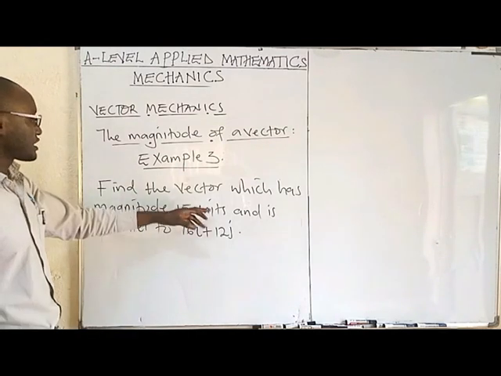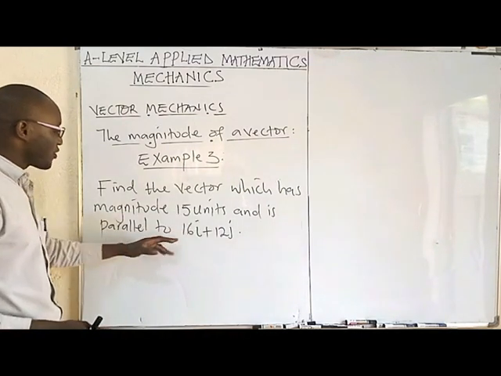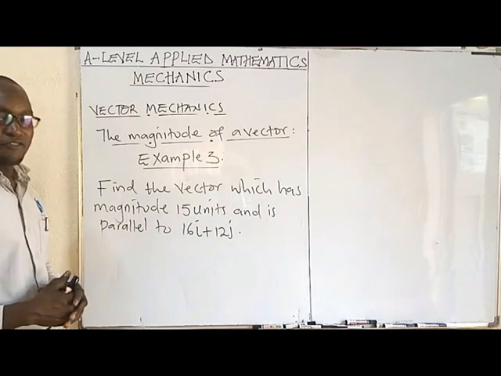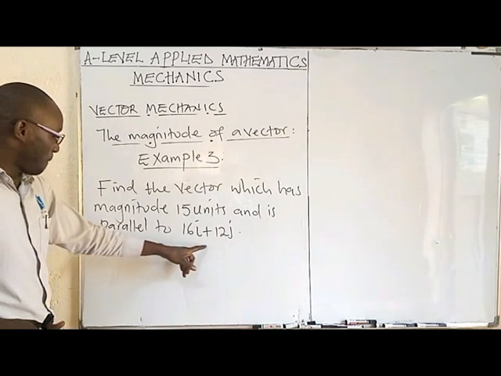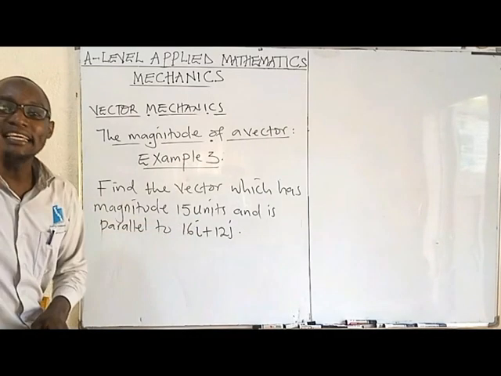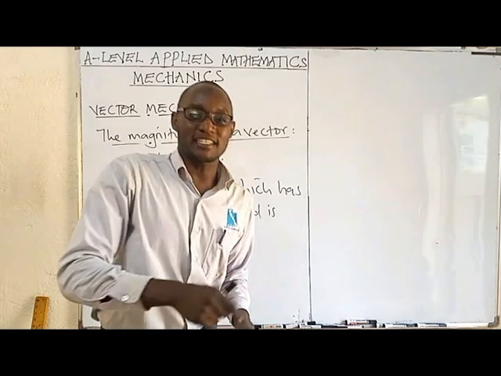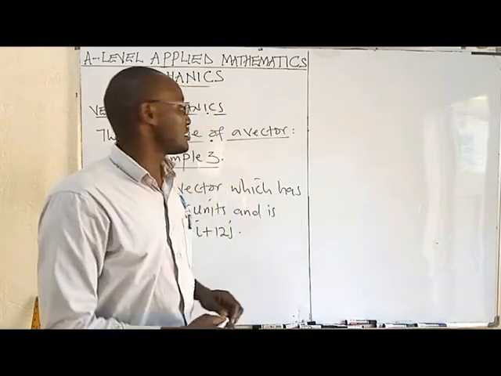Find a vector which has magnitude 15 units and is parallel to 16I plus 12J. Very interesting. The only vector which is going to be parallel to a given vector is its unity vector. The only vector parallel to a given vector is its unity vector.